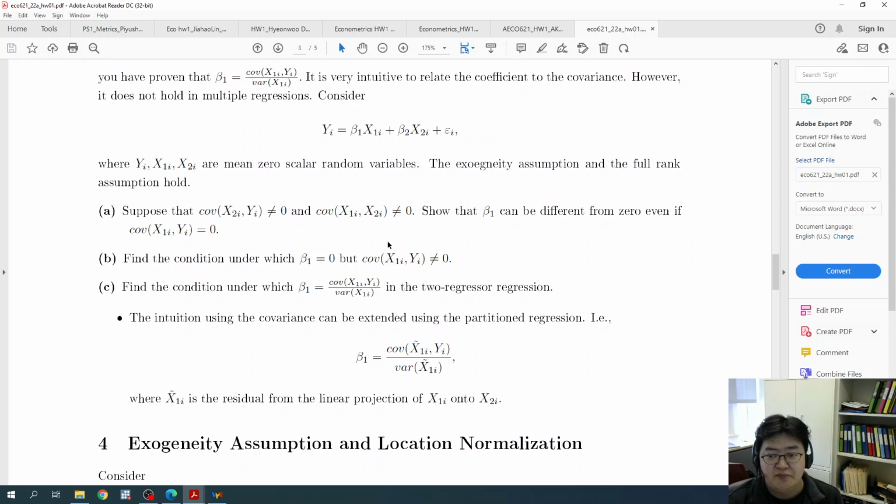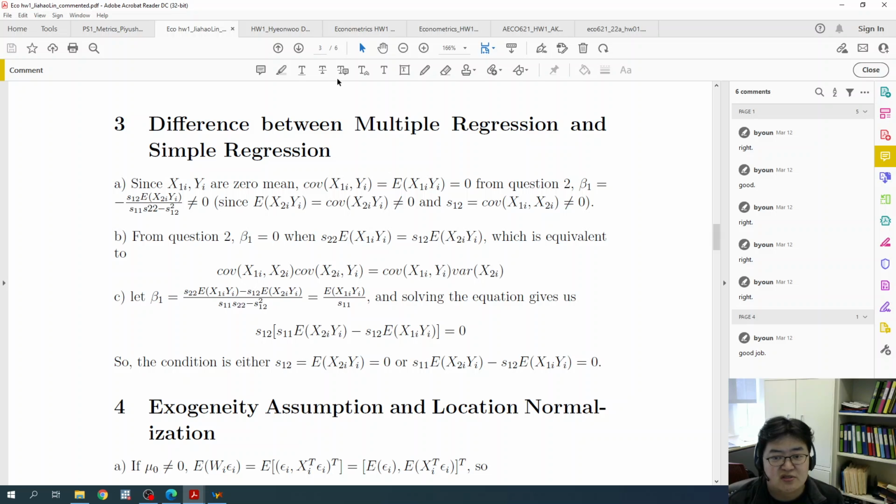Otherwise, you have done well. So the answer is also clear. And again, in this case, you know what the answer is. I want you to focus more on your writing, how to make it easily readable and more logical.